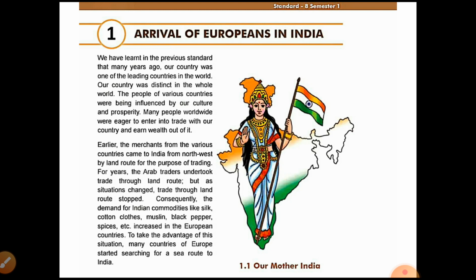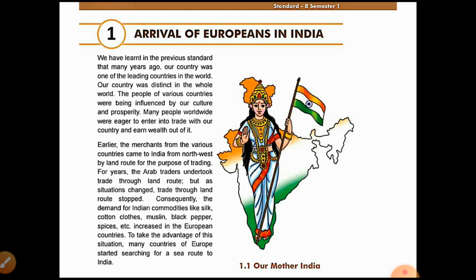Earlier, the merchants from various countries came to India from the northwest by land route for the purpose of trading. Okay, so in the beginning, the European people or the northwest countries' people came to India with the help of a land route for the purpose of trading. For years, the Arab traders undertook trade through the land route, but the situation changed and trade through this land route was stopped.